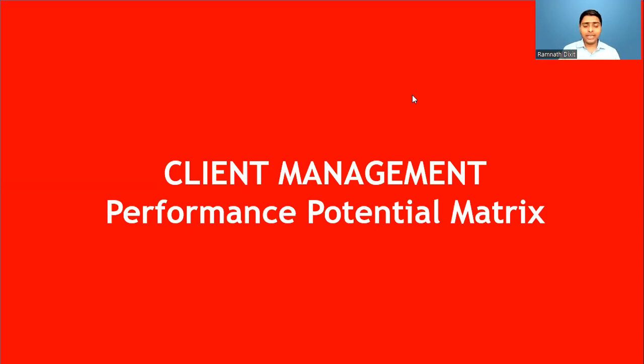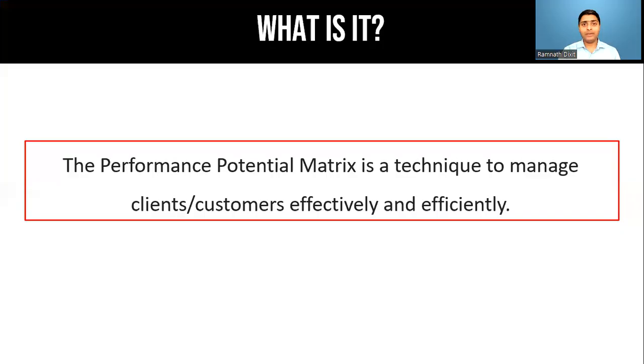But it is not just working with clients, it is ensuring a long-term association with these clients. So first of all, let us try and understand what we mean by the term performance potential matrix. Here is the basic definition. Now, this is not a standard definition. This is what I believe it is about. So the performance potential matrix is a simple technique or a framework that will help us to manage our clients or customers effectively as well as efficiently.